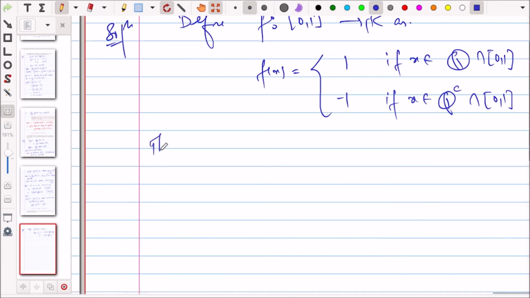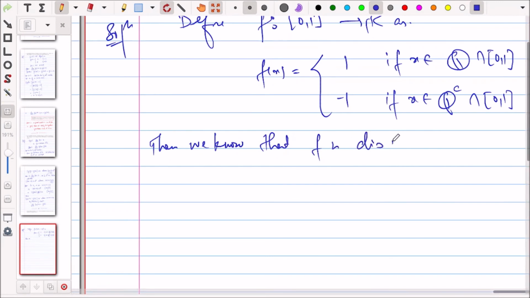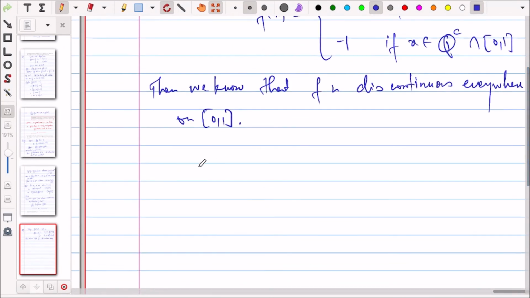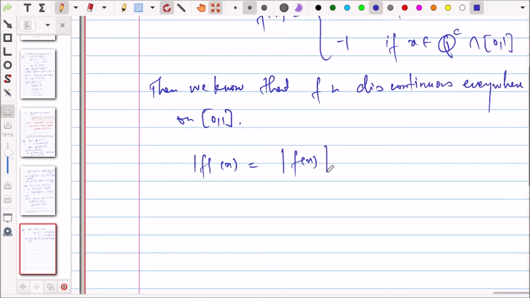Then we know that f is discontinuous everywhere on [0,1]; you can easily prove it also. And what about mod f? Mod f(x) is equal to |f(x)|, which is equal to 1 for all x belonging to R.